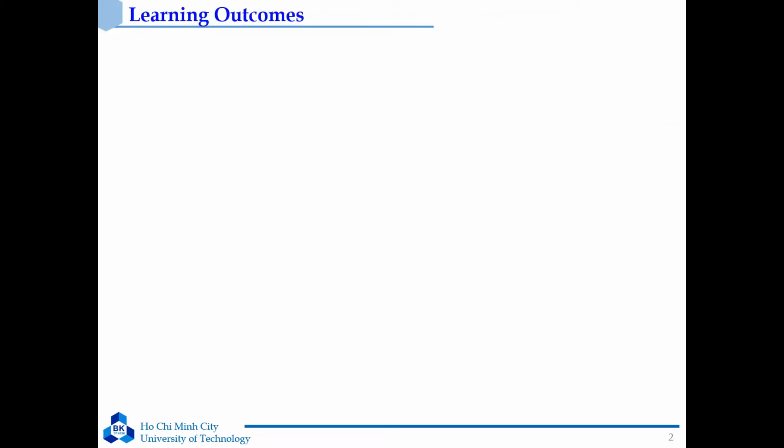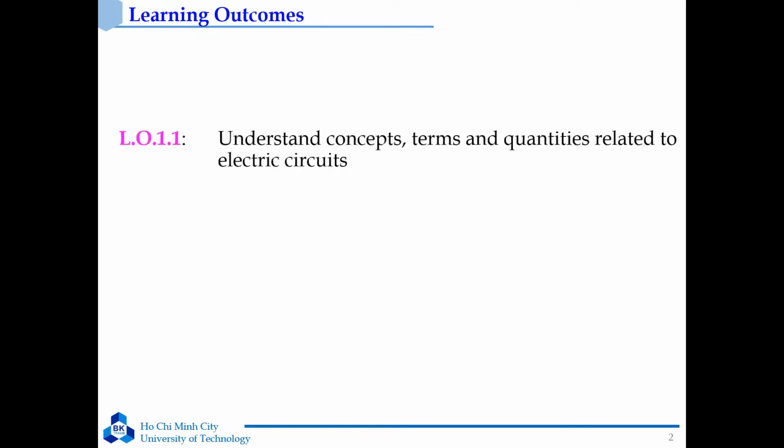The learning outcomes of this chapter are LO 1.1: understand the concept, term, and quantity related to electric circuits, and LO 2.3: explain electrical safety principles.